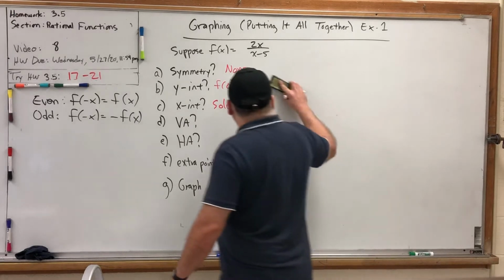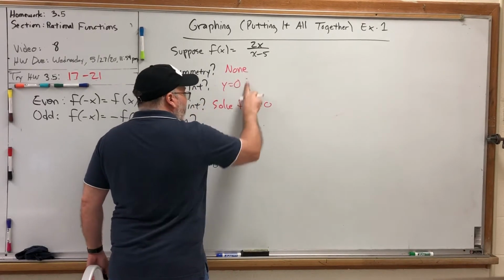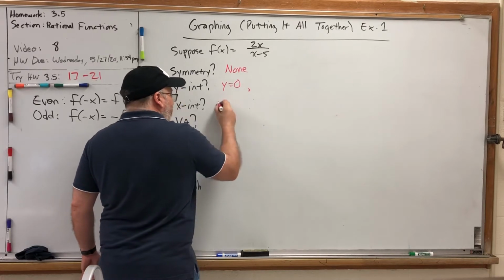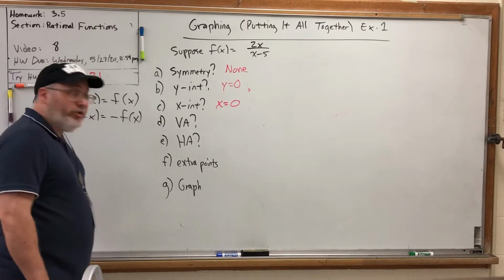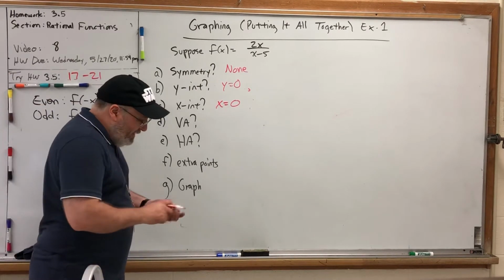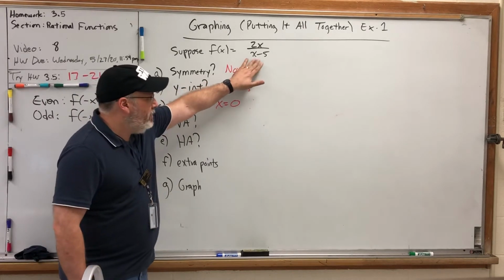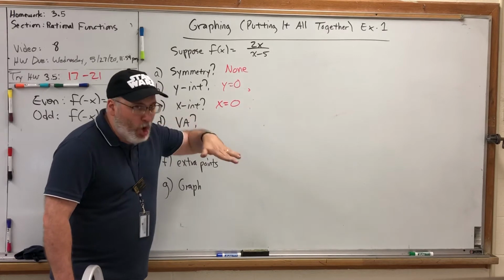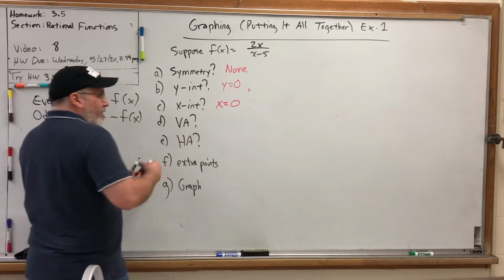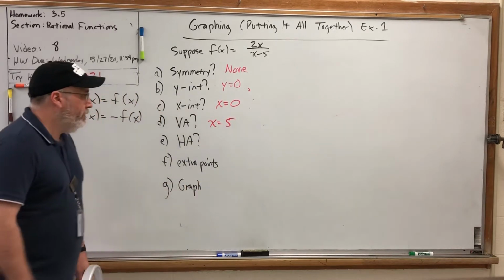So let me clean this up. Our y-intercept was at y equals 0. Our x-intercept is also at x equals 0. The asymptotes will be pretty easy to determine. For the vertical asymptote, you look in the denominator and you ask yourself what makes it 0. 5. But does that also make the top equal 0? No.